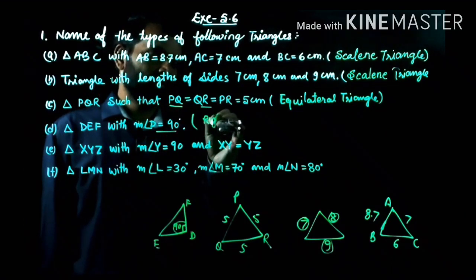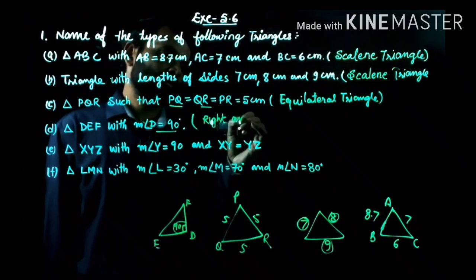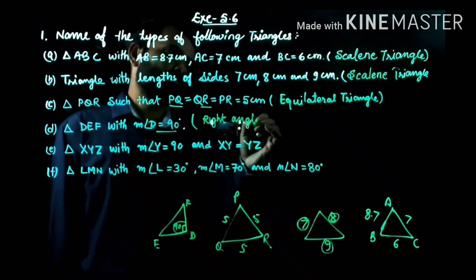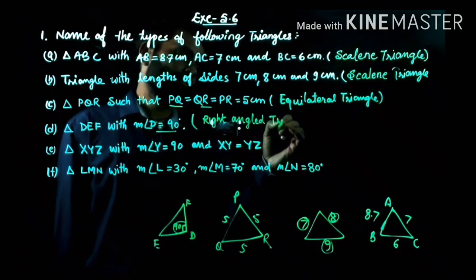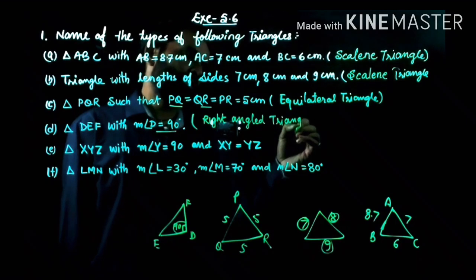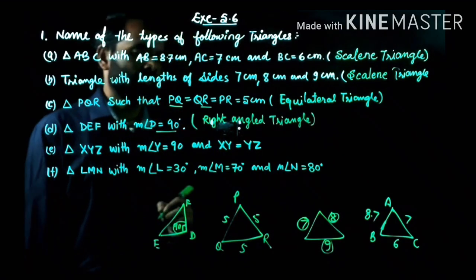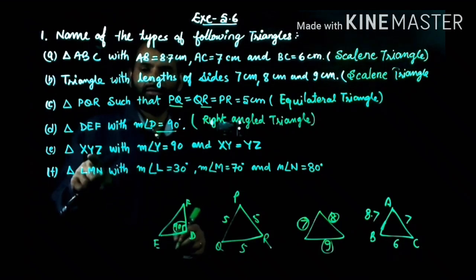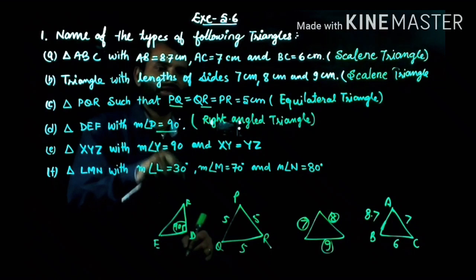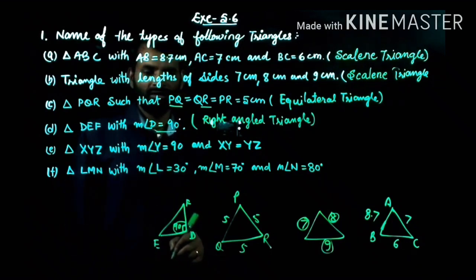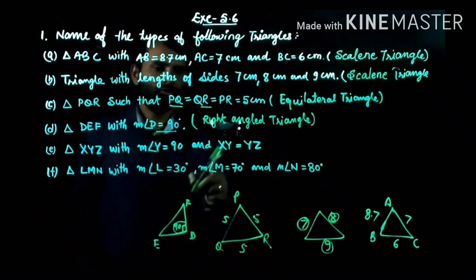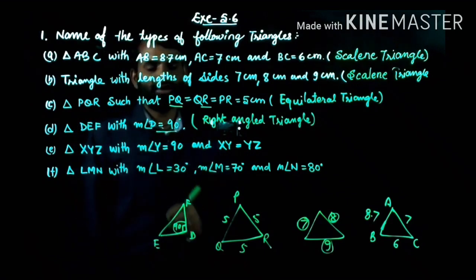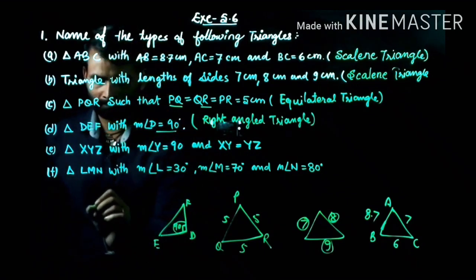Right angle triangle. Okay, the right angle triangle. Next is XYZ. The triangle's name is XYZ and the angle at Y is 90 degrees. Okay, and two sides are equal.